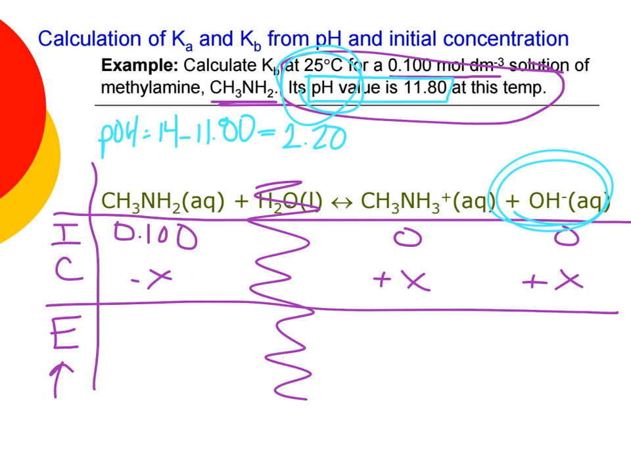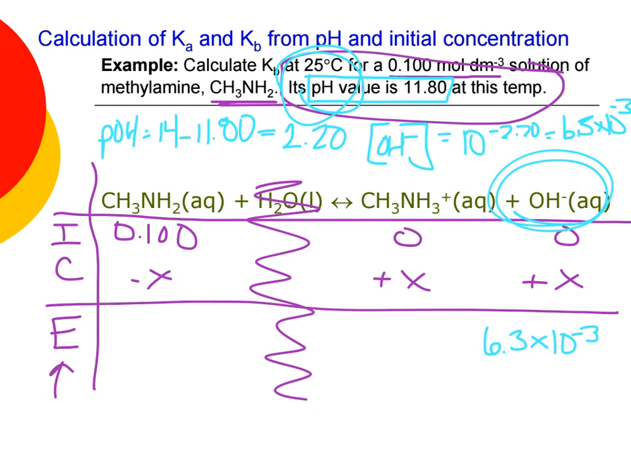So the first thing I would do is take the pH and flip it into the pOH by finding the complement to 14. So we can see the pOH is 2.20. Now we can use that to find hydroxide concentration. So the hydroxide concentration will be the antilog of negative 2.20.